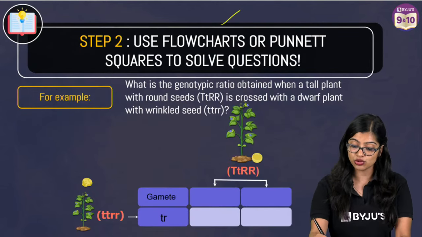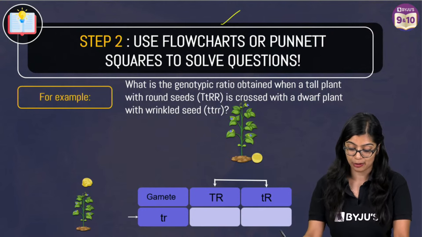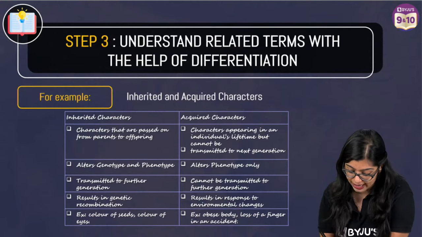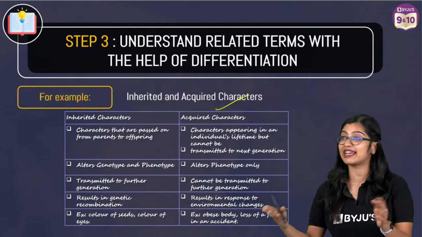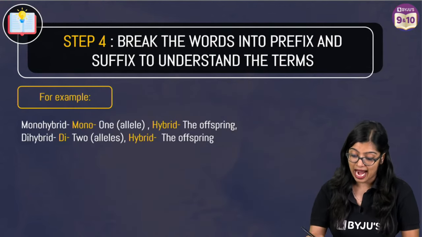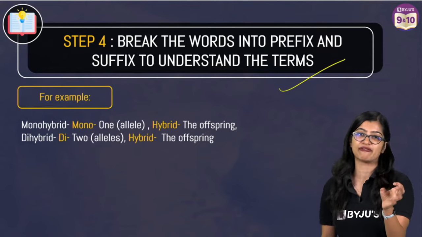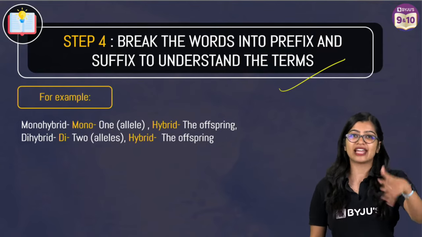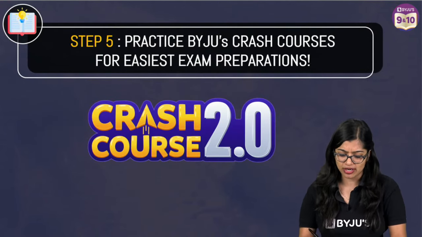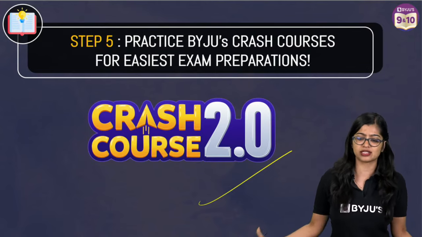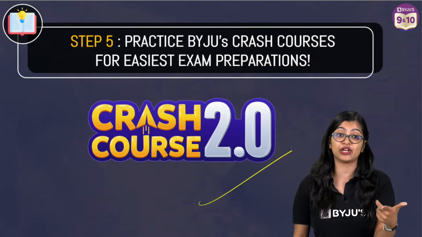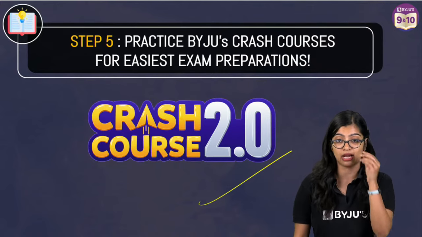And wherever needed, use flowcharts or Punnett squares. It will definitely help you. Along with this, when you are studying, especially for gene versus allele, character versus trait, genotype and phenotype, use tables so that revision becomes simple. And make sure to use prefixes, like mono means one, di means two. Things like that make it very easy. And last but not the least, practice courses and crash courses are here for you. If you want to come back and watch the video again, do that also. That will definitely help you out.